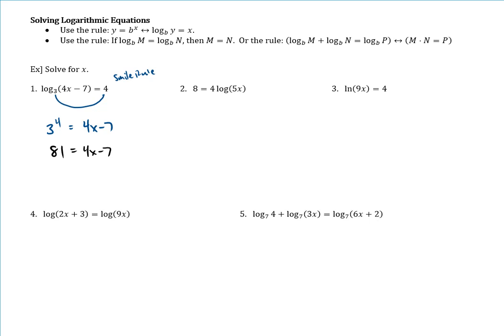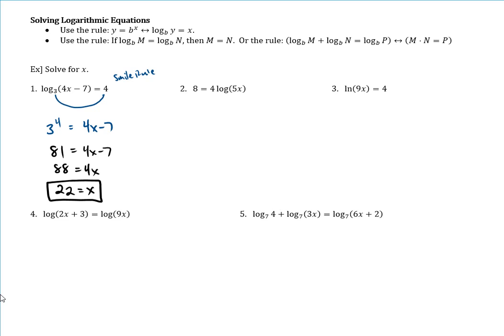And then now all I'm looking to do is solve for x. This is now linear, so that means I can add the 7 over. If I add the 7 over, I would have 88 equals 4x. And then now I could divide by 4 to get 22 is x. And then that's it. Okay, so it really just depends on remembering how to rewrite it in exponential form.